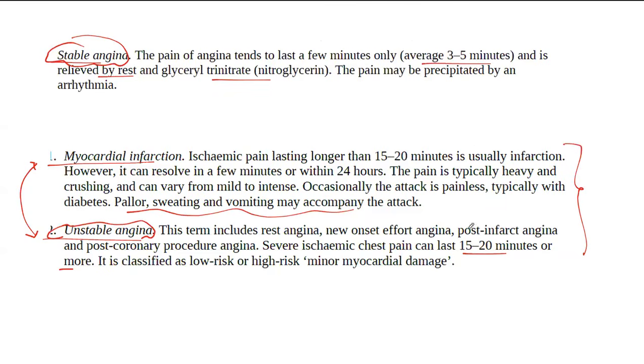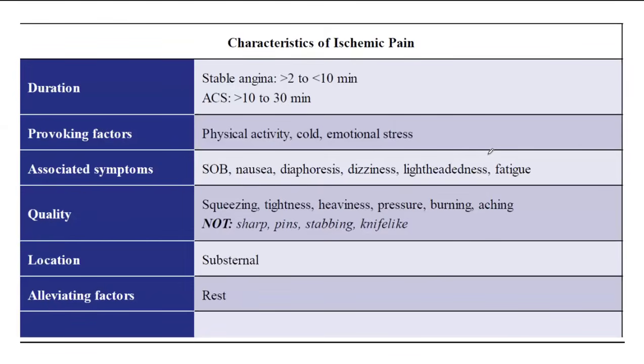So how to differentiate between these two? We'll come into that just in a moment. So please go through these characteristics of the ischemic heart disease chest pain. We know that cardiac chest pain will get worse with physical activity, cold, and emotional stress. So stress, exercise, physical exertion will make it worse. We know all of these associated symptoms. Quality of the pain is really important: squeezing, tightness, heaviness, pressure. Burning is usually not a common symptom. And sharp, stabbing, knife-like is not a cardiac chest pain. Sharp, stabbing, knife-like is usually pericarditis chest pain. Okay?